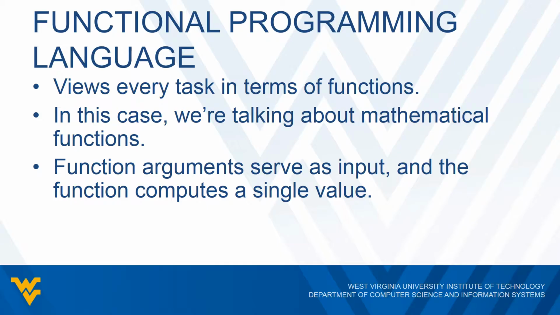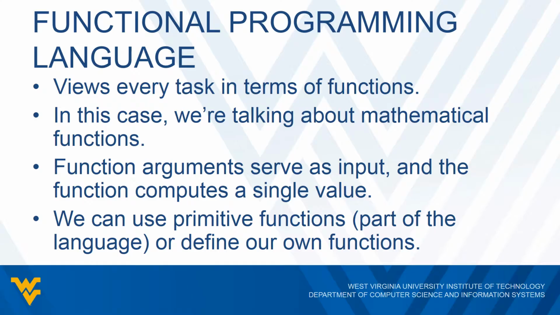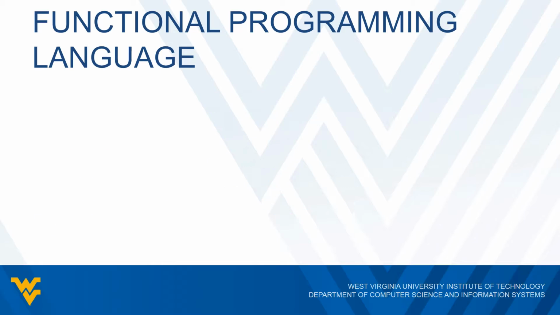Now, in a functional programming language, there are certain functions that are called primitive functions or just primitives, and these are defined as part of the language itself. There are other functions that can be defined by the programmer. So we can use either already existing primitive functions as part of the language, or we can define our own functions in the language. Let's take a look at an example of a function in Scheme. That way you have an idea of how a functional programming language works.